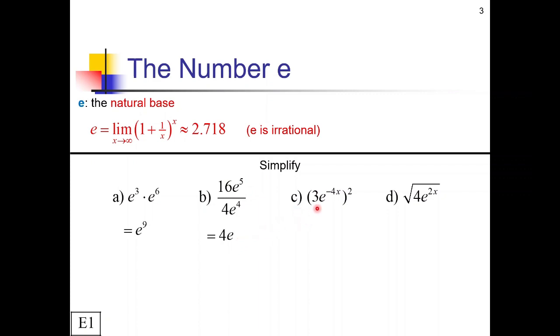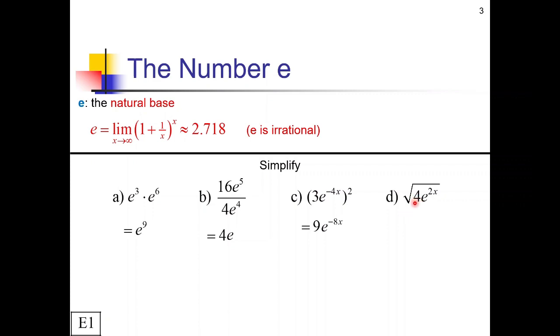Next, we've got all this being raised to the second power, so we have to square each thing individually. When I square the 3, I get a 9. When I square e to the -4x, I'm multiplying the exponents, so that's going to be e to the -8x. And then finally, if we're taking the square root of these things, we square root each individually, which really means raising it to the 1/2 power.